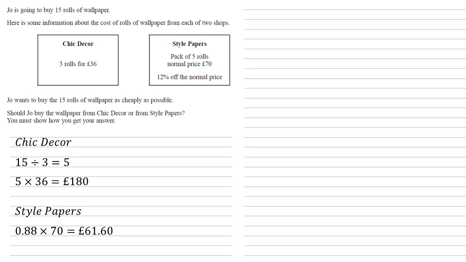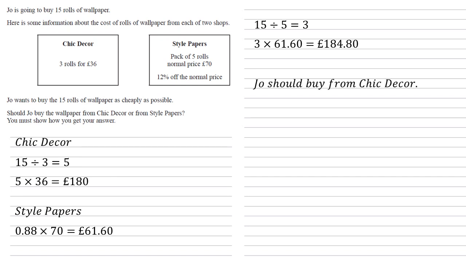Again, we want 15 rolls. So 15 divided by 5 means 3 packs. 3 times £61.60 is £184.80. So Chic Decor is the cheapest, and Joe should buy from there.